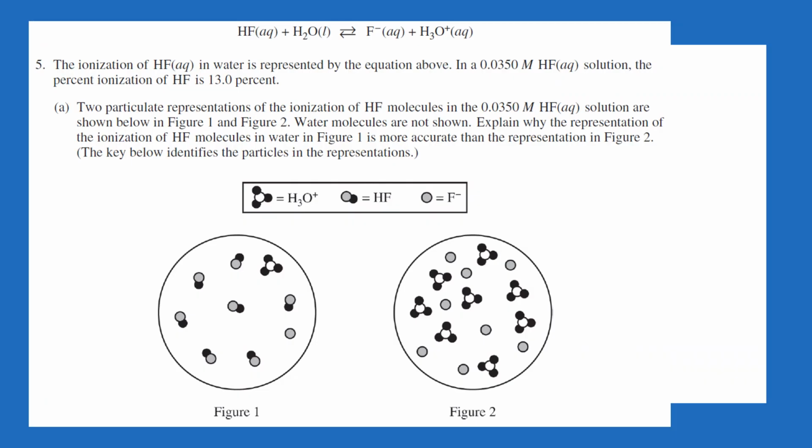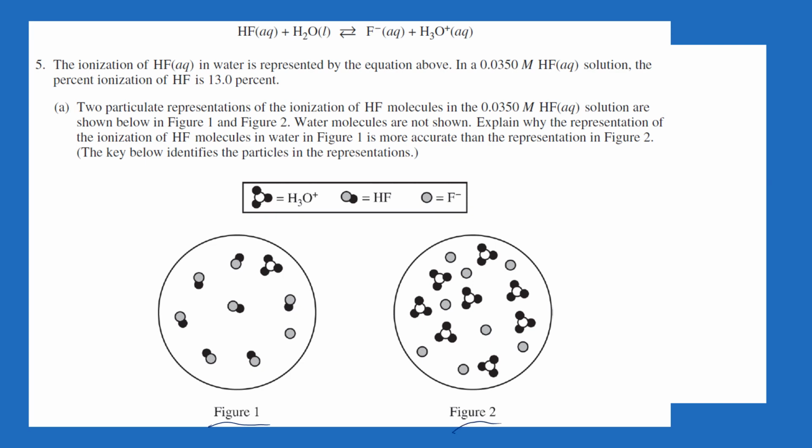Okay, so we have the weak acid HF in water, and then we have a certain concentration, and they give us a percent ionization is 13%. Two particulate representations are shown in figure 1 and figure 2. Water molecules are not shown. Explain why the representation of HF molecules in figure 1 is more accurate than the representation in figure 2.